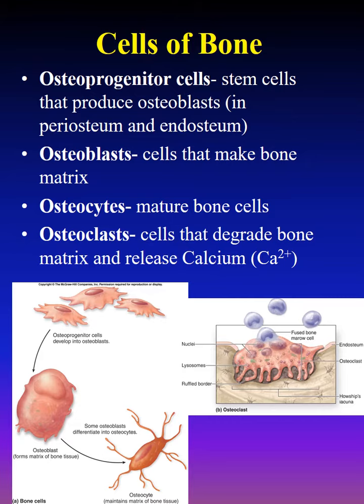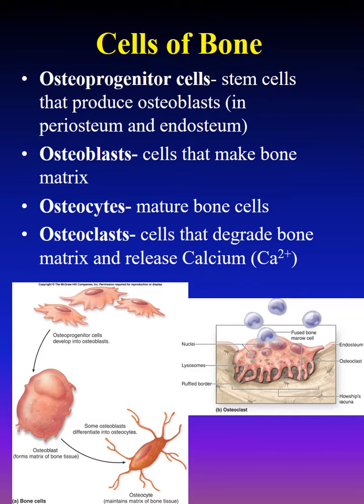The second type of cell that we have are the osteoblasts, and these are formed from osteoprogenitor stem cells. They form the bone matrix, which then later calcifies and hardens as a result of the calcium salt deposits. Osteoblasts are responsible for formation of new bone, and osteoblasts become entrapped within the matrix that they produce and secrete, which then they differentiate to become osteocytes.